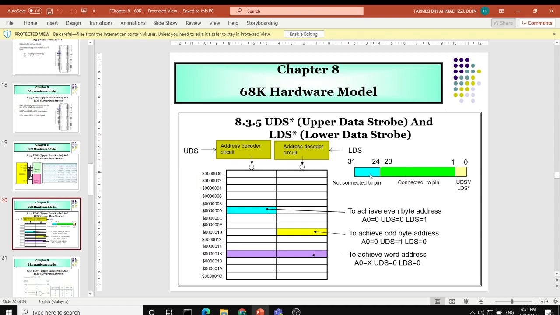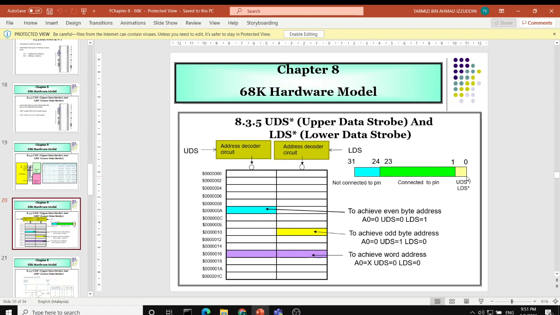So it's like this, yeah. As I mentioned just now, this is your memory space. You have your memory space, and then you have this addressing mode, the address on the address bus.